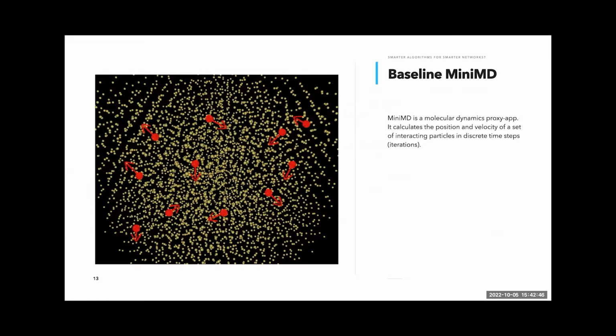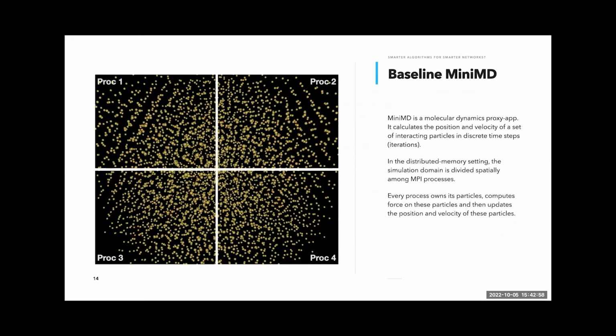MiniMD calculates the position and velocity of a set of interacting particles in discrete time steps. In the distributed memory setting, the simulation domain is divided spatially among MPI processes. Each process owns its particles, and in each iteration computes force on these particles and then updates the position and velocity of these particles.